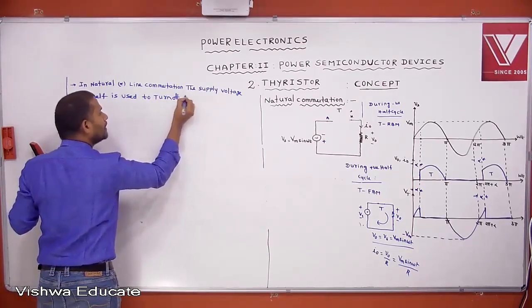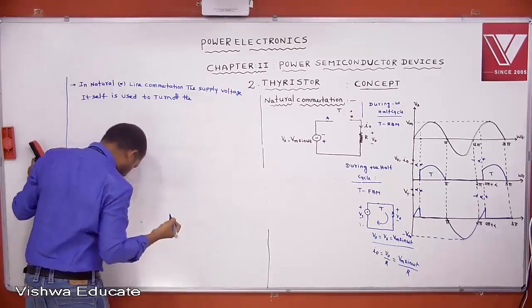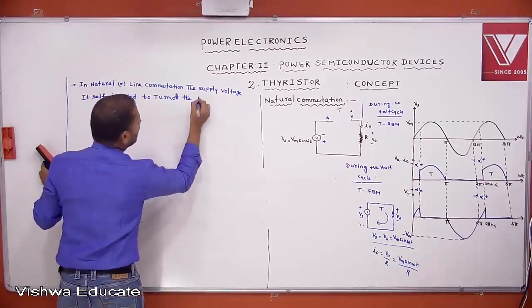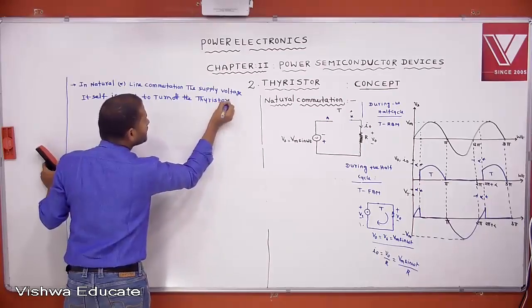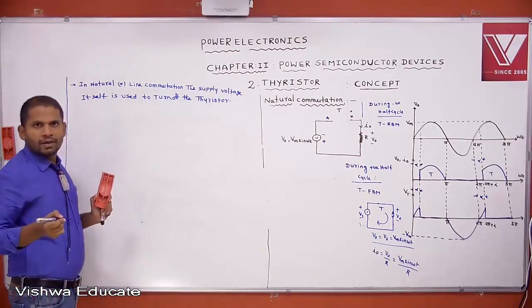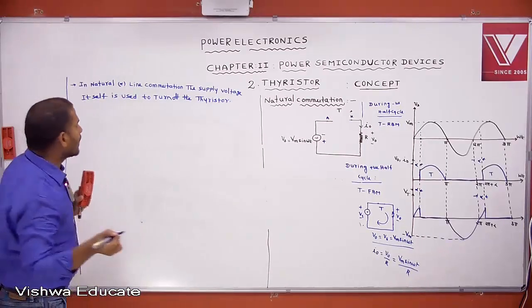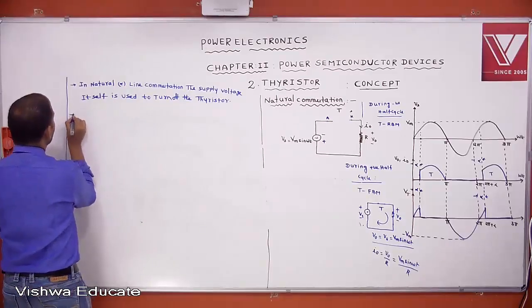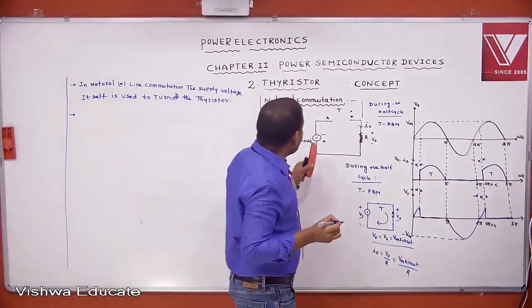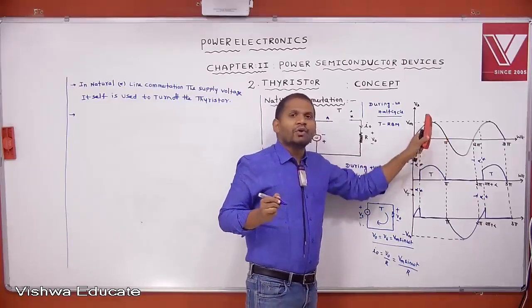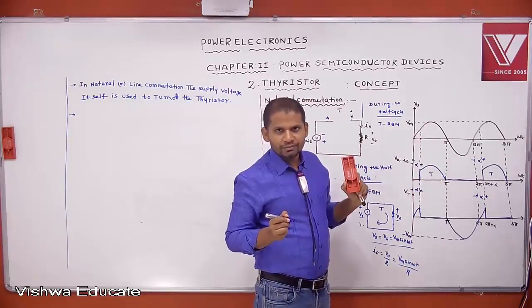To turn off the thyristor, the supply voltage itself is used. That's why it is treated as natural; we are not using any external circuit. The supply voltage itself is used to turn off the thyristor. That means for every half cycle, the supply voltage must reverse, then only the thyristor will be turned off.